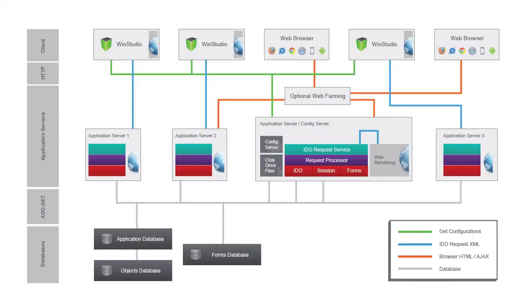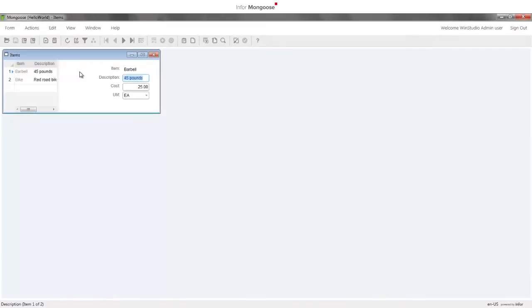What just happened? When we executed filter in place, the IDO request XML that was sent to the application server had the filter we entered on it. The IDO request processor processed it into a SQL select statement again, but this time it had a where clause on it. The result is that we just queried the two items in our store that started with B.